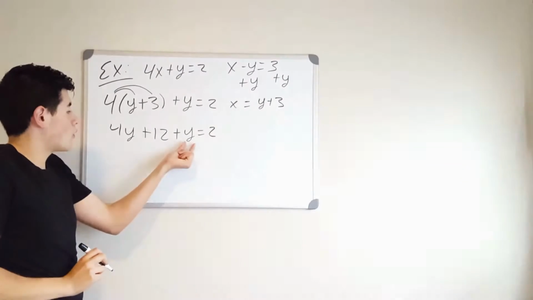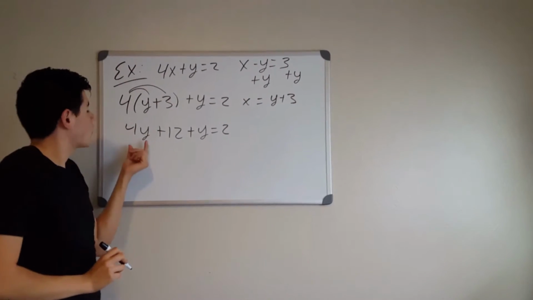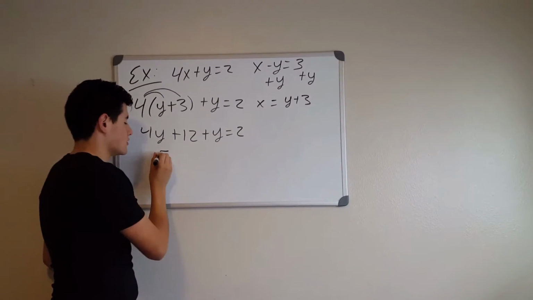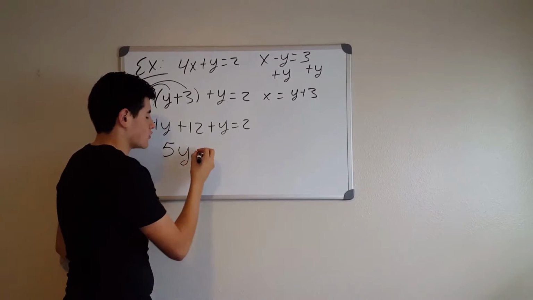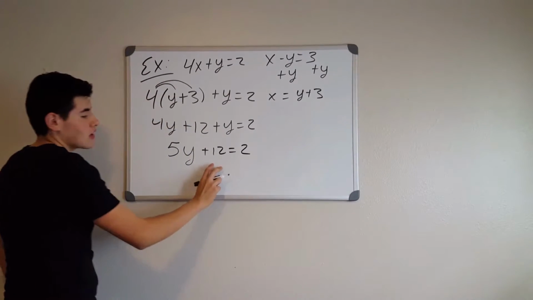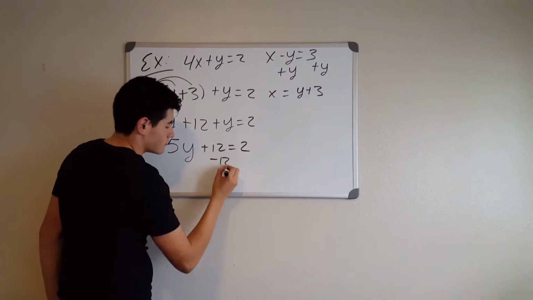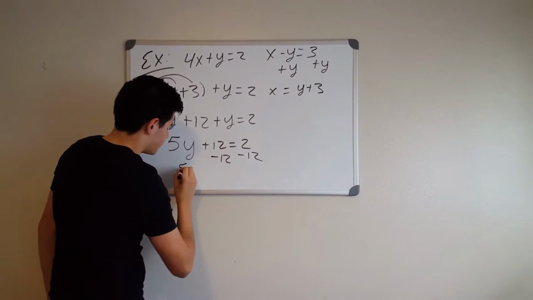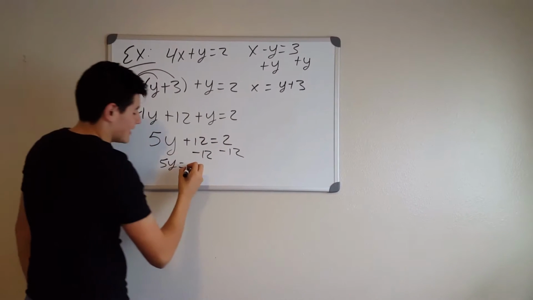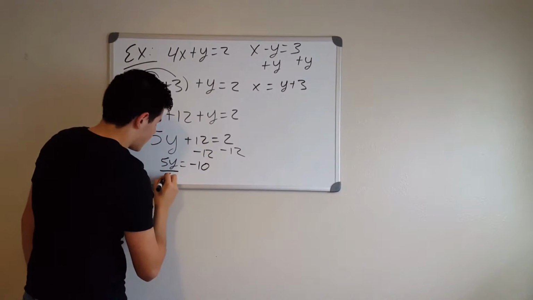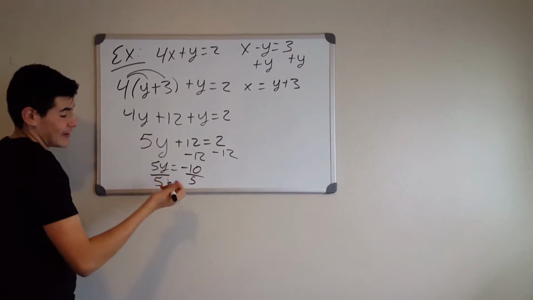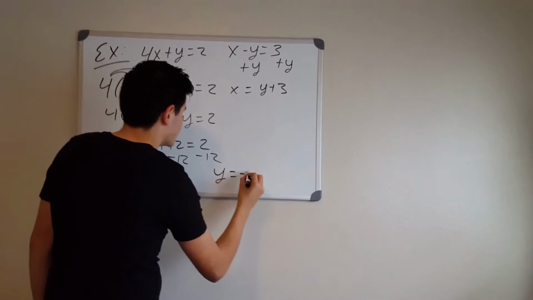Step number 2. We have a plus y, 4y. We know that if we have 4 apples and we add another apple, then we have 5 apples. We bring down this plus 12 is equal to 2. After this, what we can do is subtract 12. Subtract 12. 5y is equal to 2 minus 12 would be negative 10. We divide by 5 there. Divide by 5. Negative 10 over 5 is just negative 2. So we know that y is equal to negative 2.